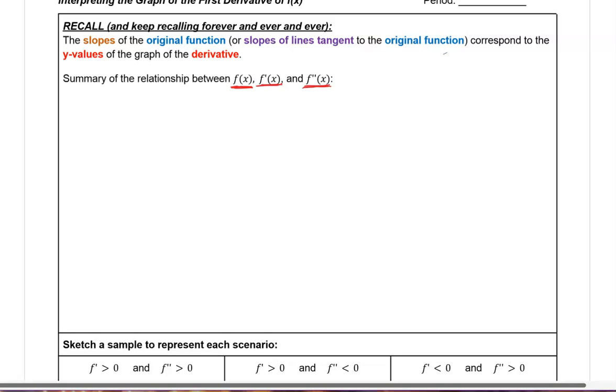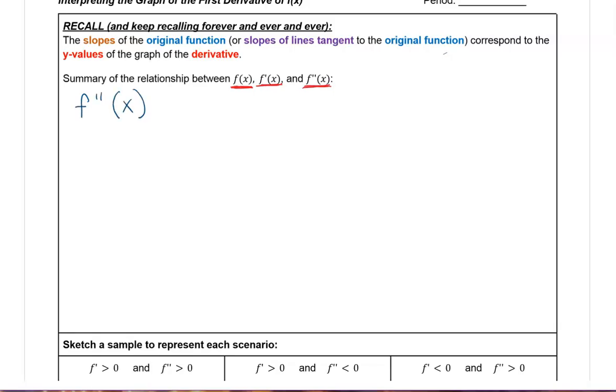The first thing we realized was that, first of all, the sign of the second derivative, so if it's positive, that implies that the first derivative of f is increasing. And the reason for that is because the second derivative of f is the first derivative of the first derivative. So the relationship between f double prime and f prime is the same as that between f prime and f.